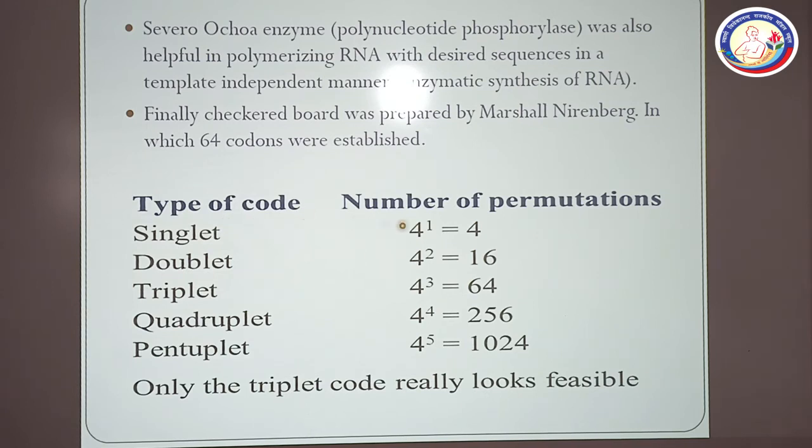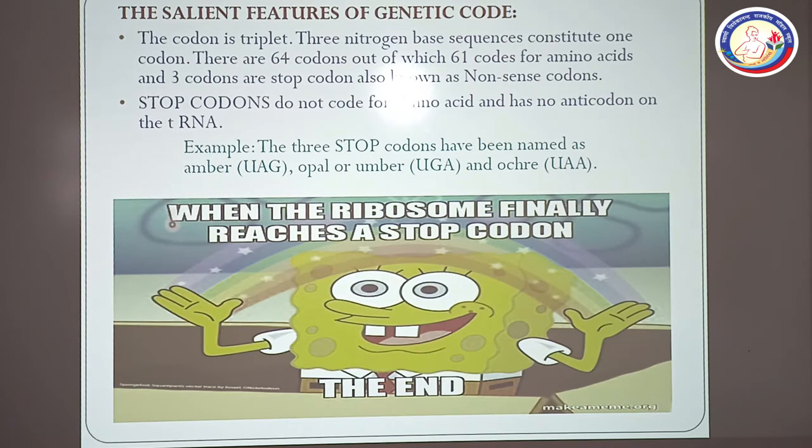Suppose, type of code and number of permutations. Suppose the genetic code was made of a single nucleotide, then there will be only 4 nucleotides. If the genetic code is doublet, then the number of codons will be 16, and for triplet 64. So you can say 64 codons are sufficient, and the others are the wrong combinations. Only the triplet code really looks feasible.